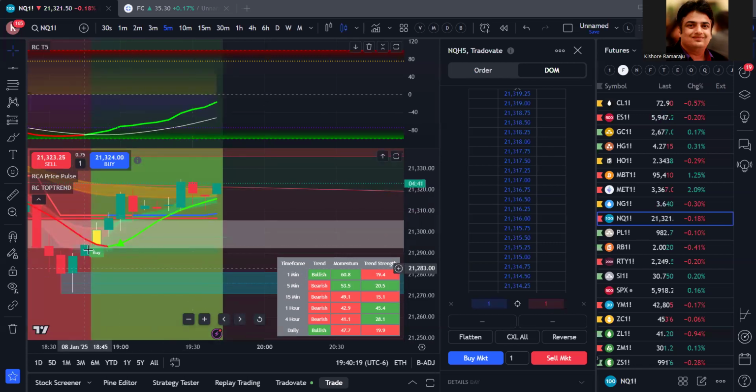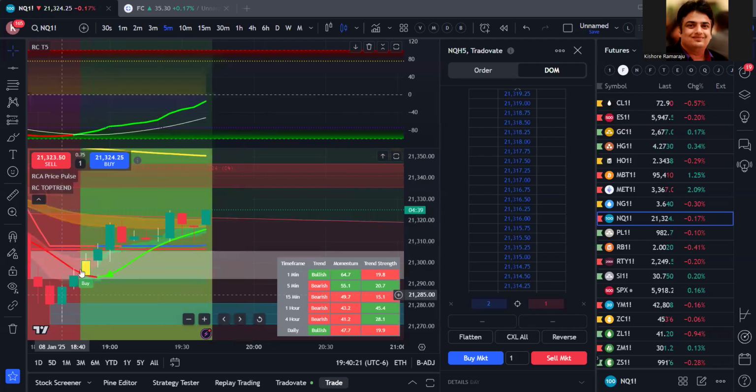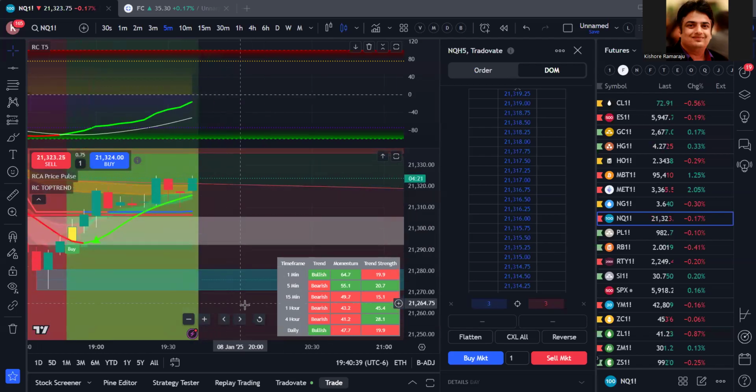So NQ may go all the way here, touch the resistance, and then start dropping. Because overall it is bearish, I'll only focus on the sell signals. When I get a buy, I will ignore it, because sometimes your buy may go only for 2, 3 candles, suddenly start dropping and drop for 10 candles down.